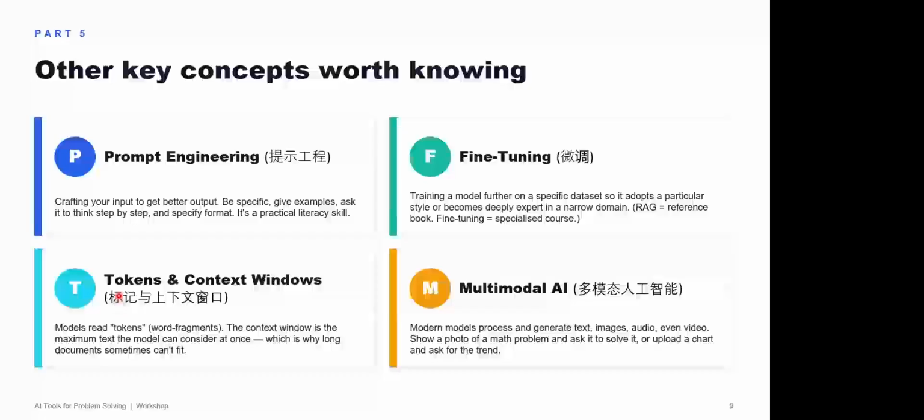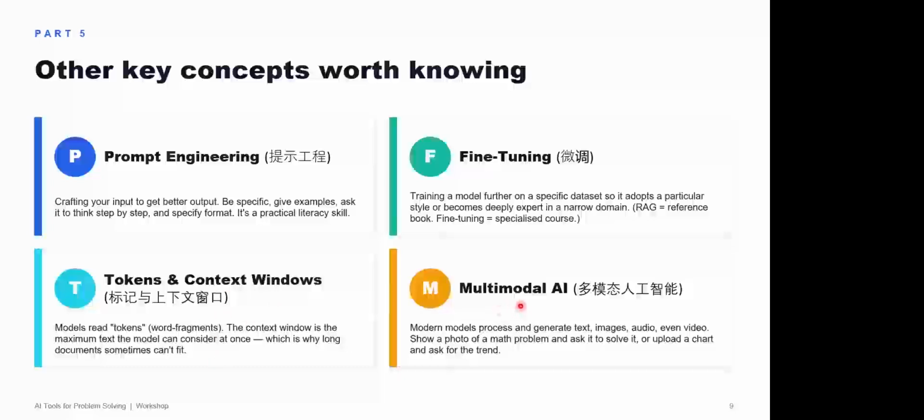And then the next one is tokens and the context window. The model reads tokens. Some ideas about tokens, what a token is, will come in the next sessions. The context window is the maximum text the model can consider at once, which is why long documents sometimes can't fit. Okay, this one will come in the next sessions.